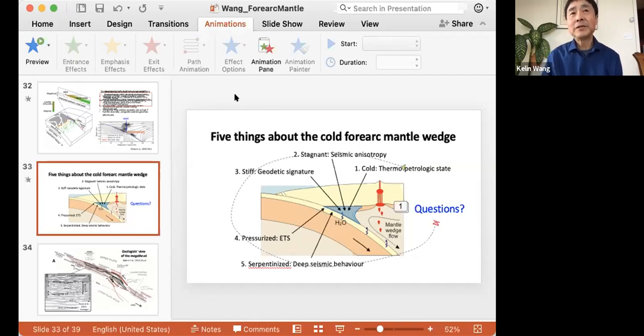The rollback does not mean you open a window, right? The whole system follows, like the trench will go that way and the upper plate of the forearc will go that way. So the configuration does not change a lot. So I think in that case, what I described still holds, but it may just move around in the bigger mantle system.